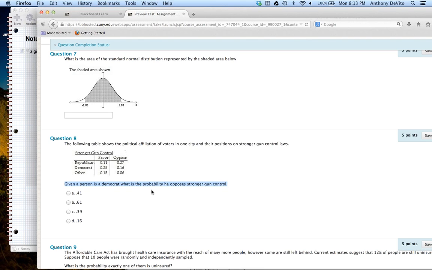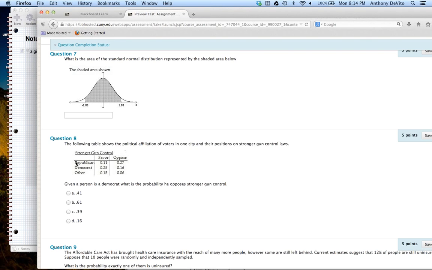Okay, given a person is a Democrat, what's the probability he opposes gun control? This is a conditional probability, right? I'm going to change it a little bit. I'm going to say given that a person is a Republican, what's the probability that he opposes stronger gun control?